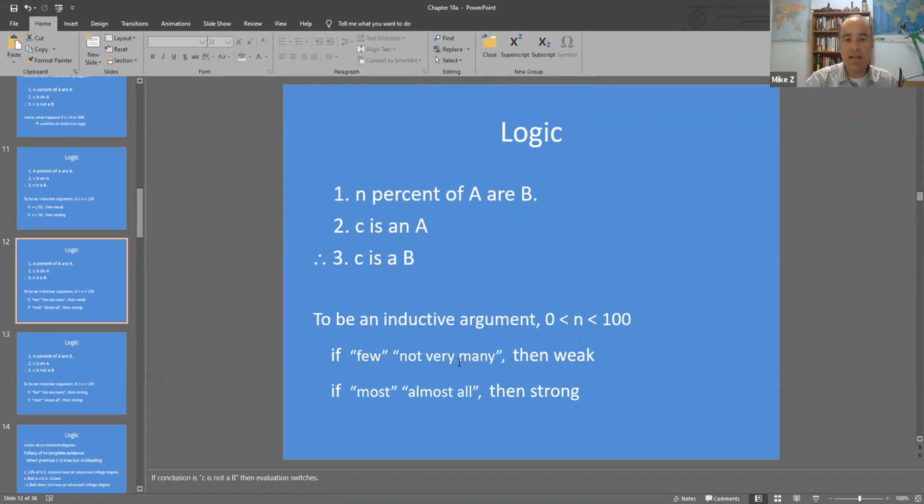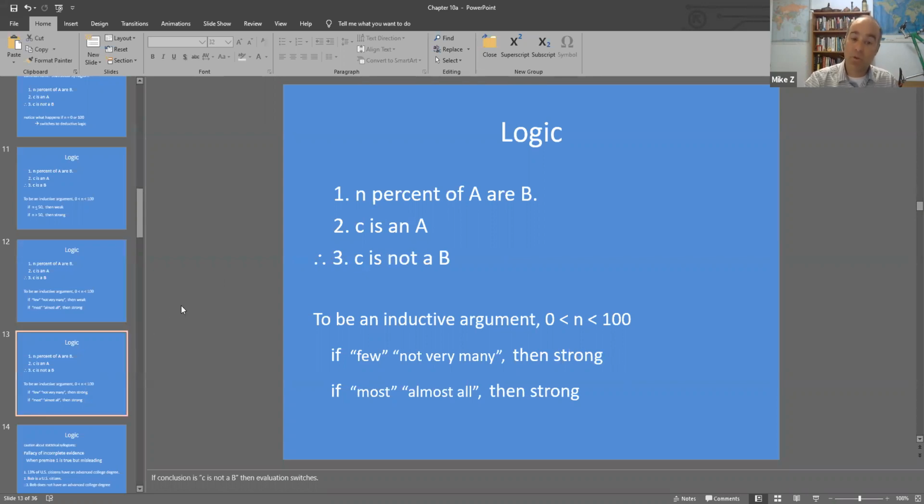If not very many A's are B and C is an A, then it's not very likely that C is also a B. But on the other hand, if we say most or almost all, right? So almost all A's are B, or most A's are B, and then C is an A, then we can conclude with some confidence, at least some increased confidence, that C is a B as well.